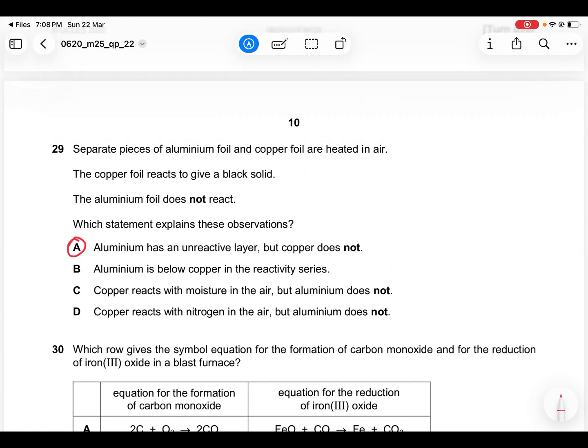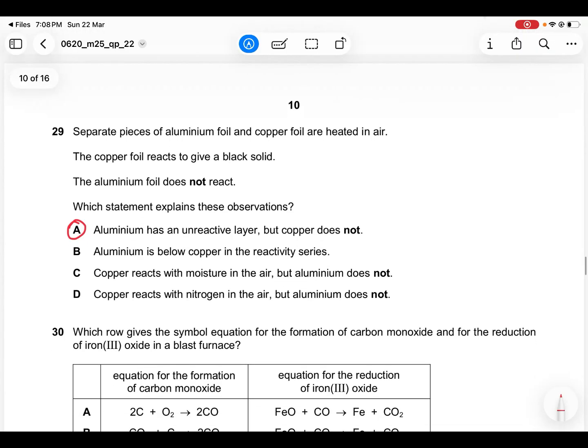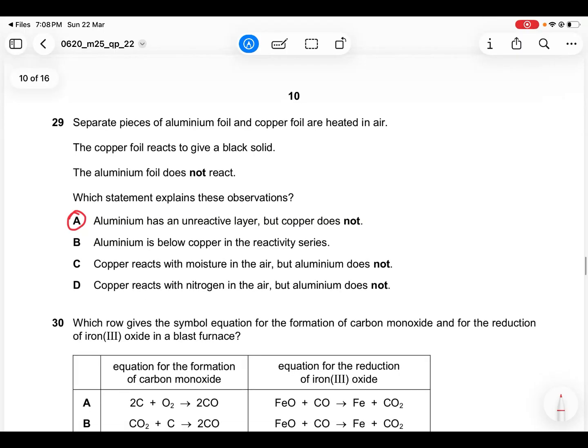Separate pieces of aluminium foil and copper foil are heated in air. The copper foil reacts to give a black solid. Aluminium foil does not react. Which statement explains these observations? Aluminium has an unreactive layer, but copper does not. Aluminium is below copper in the reactivity series, which is wrong. Aluminium is above copper in the reactivity series. Copper reacts with moisture in the air, but aluminium does not. Copper reacts with nitrogen in the air, but aluminium does not.